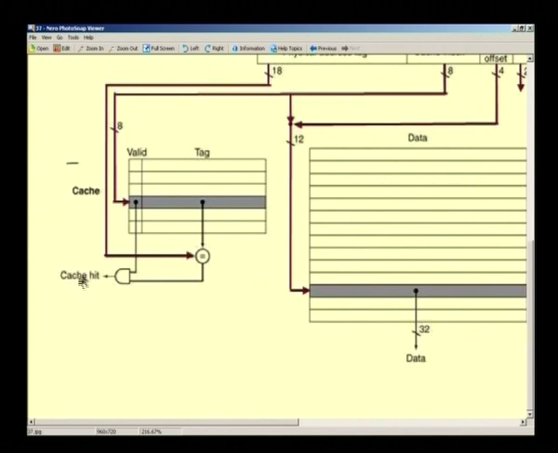Okay, if it is a cache hit, then there is no problem, I can take it from there. Otherwise a cache miss will occur, and then we need to look at the other aspects that we have with respect to a cache miss. Okay, so this is what we do.